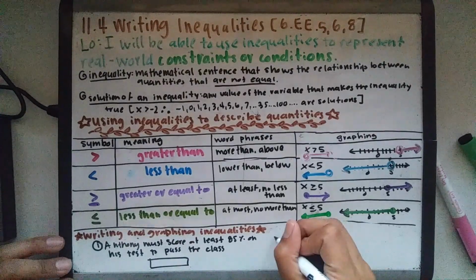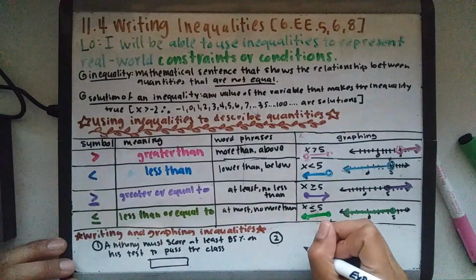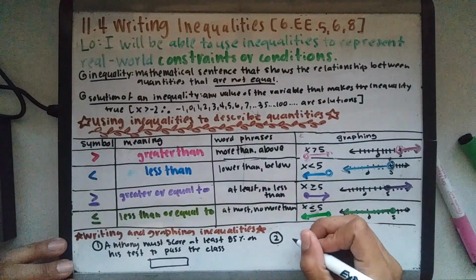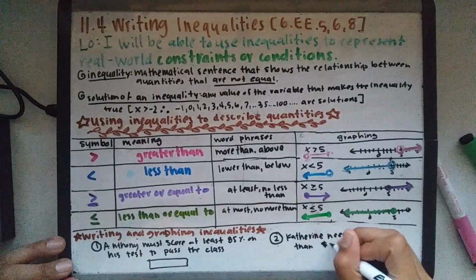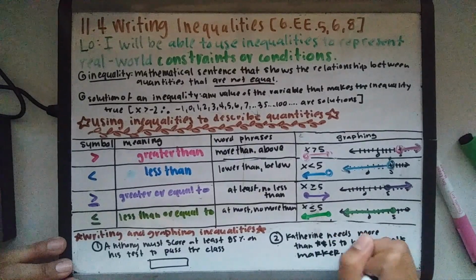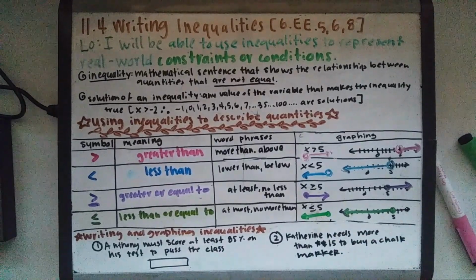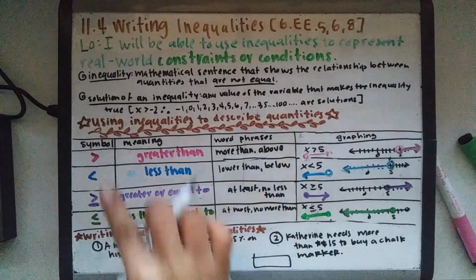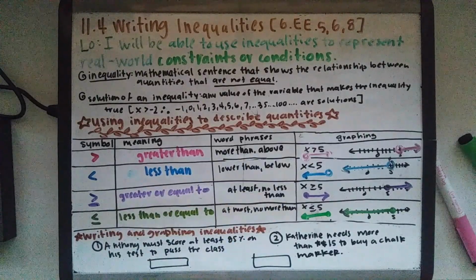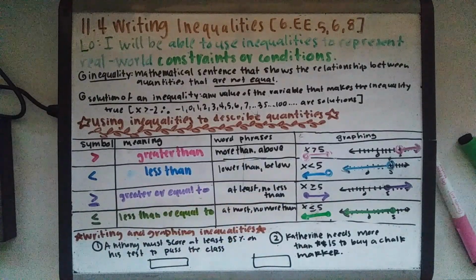And the second one you're going to model for me with an inequality using your symbols here is Catherine needs more than $15 to buy a chalk marker.